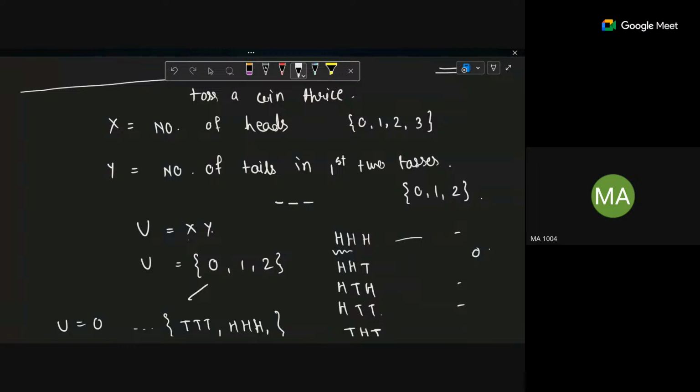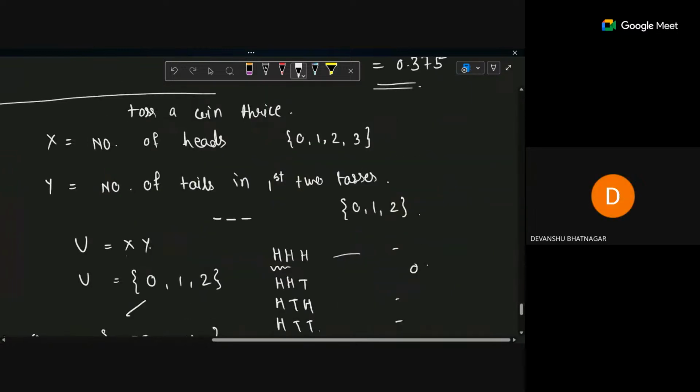X is what? Number of heads, right? Let's say your number of heads is 2. That means you have the possibility that 2 H's are there. Now you need Y as the number of tails in the first 2 tosses. It should also take 2, so that 2 into 2 you can multiply them, right?